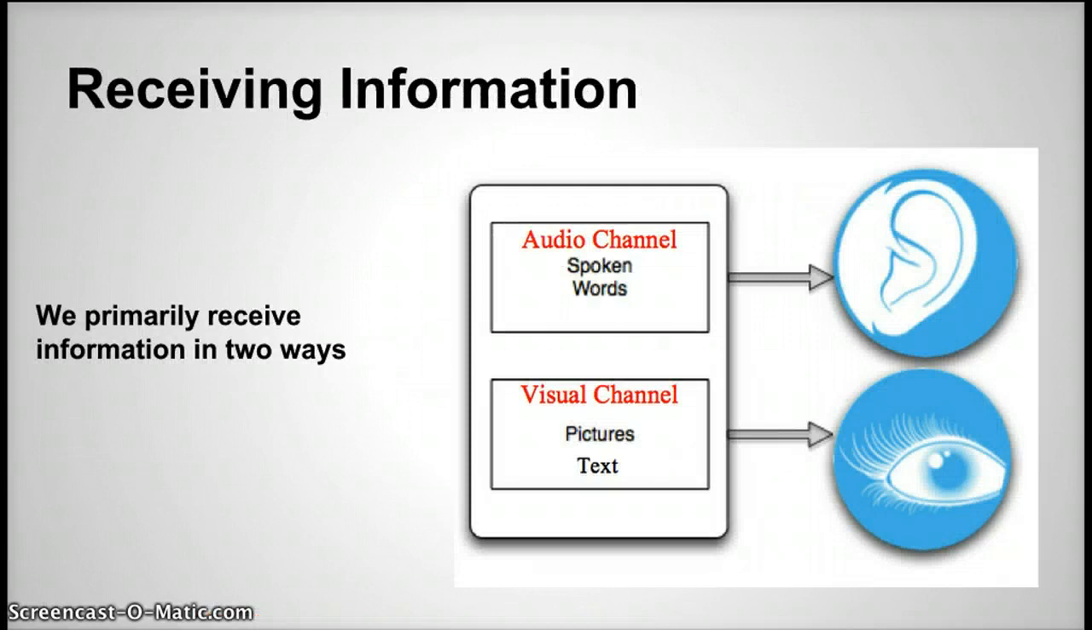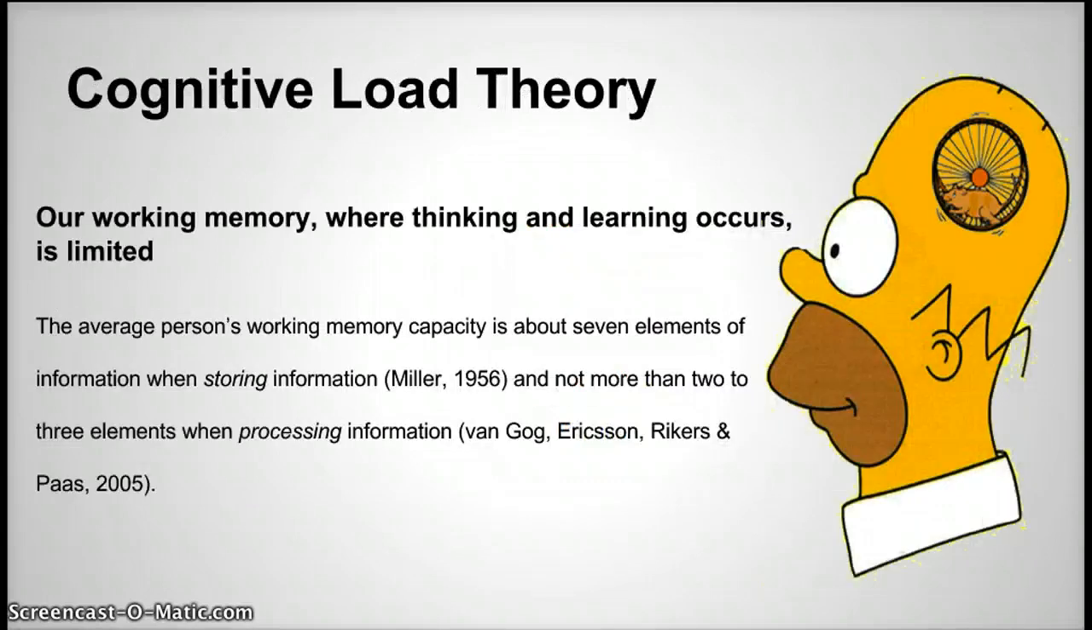According to information processing theory, there are two ways to receive information. One is through the audio channel, your ears, and the other is through the visual channel. So this would include pictures and text. Going back to the storage and the limitations of working memory, Miller in the 50s had this really famous experiment where he found that, again, about 7 elements can be stored at any one time in the working memory. As interesting, or maybe more so, more recent research has shown that we can only process 2 or 3 elements. This is why it's so hard to do, let's say, long division in our head, because it's a lot of information at once.